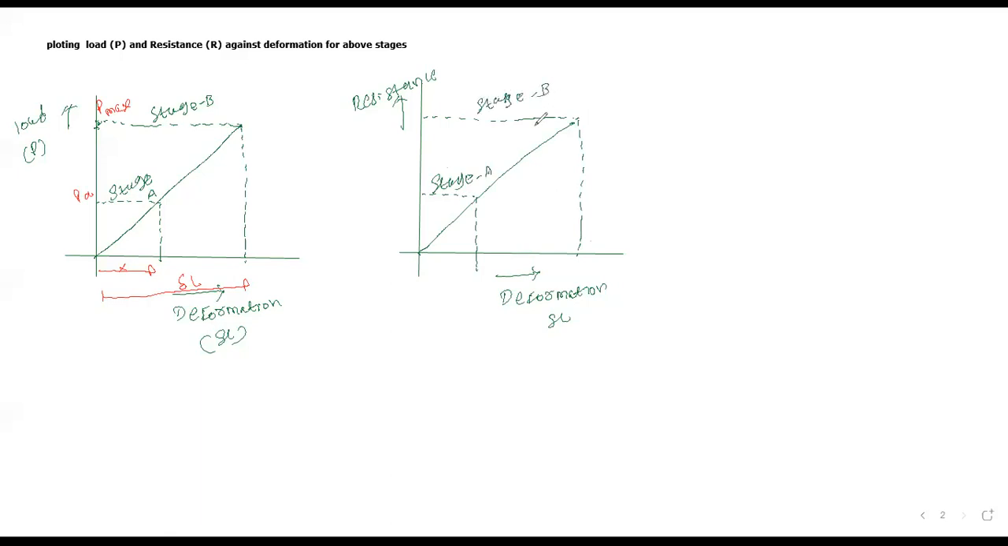Stage number B. Again, this is your RA, and this is your R max. This is your deformation X, and this is your deformation delta L.